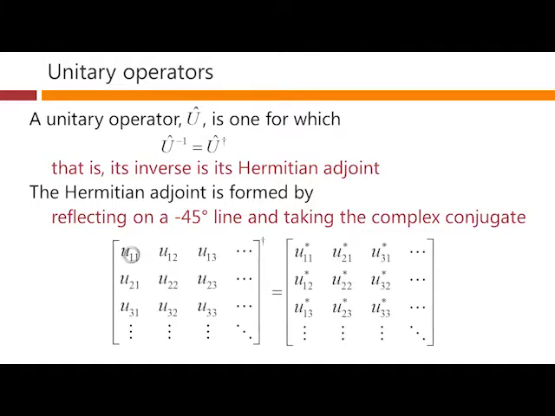So if this was our original matrix here, and we take the Hermitian adjoint, note the little dagger here, then what we've done is reflected about this diagonal line here, in this case the diagonal of the matrix, and taken the complex conjugates. So what was U21 down here becomes U21 star, the complex conjugate over here, and so on.